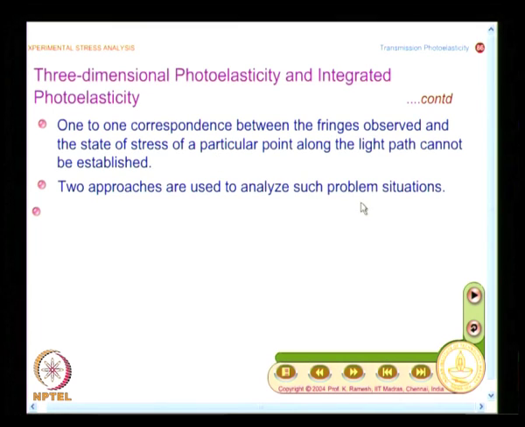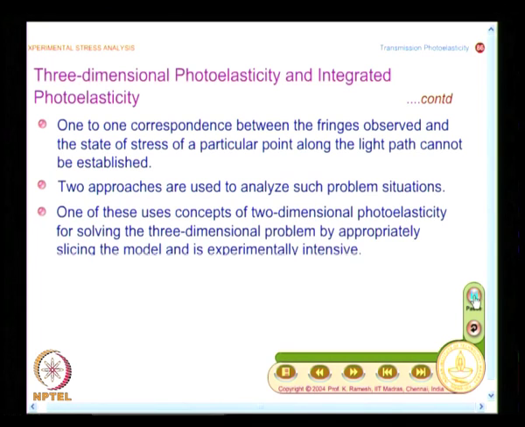So, now you have two approaches that are used to analyze such situations. That is what I said: when engineers look at a problem, they try to find a solution. One of these uses concepts of 2-dimensional photoelasticity for solving the 3-dimensional problem by appropriately slicing the model. This was possible because of a very unique phenomenon called stress freezing.